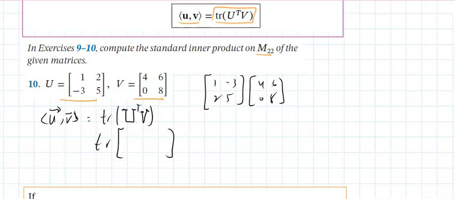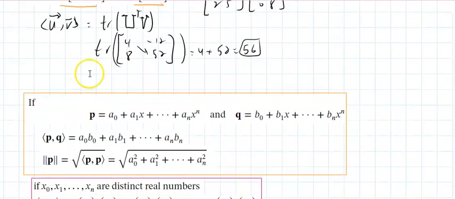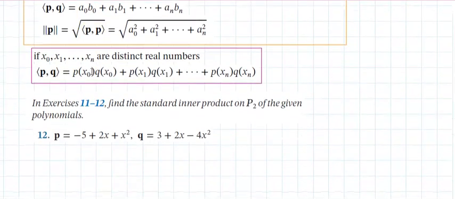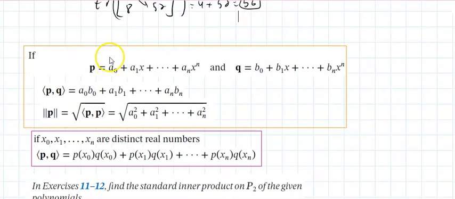That would be 4 plus 0, which is 4. That would be 6. 6 minus 18 is -12. That would be 8 plus 0, which is 8. And that would be 20. That would be 12. 12 plus 40, 12, 52. And the trace of this would be simply 4 plus 52, which is 56. And there it is. And now we're going to do this on polynomials. It's kind of straightforward, really.